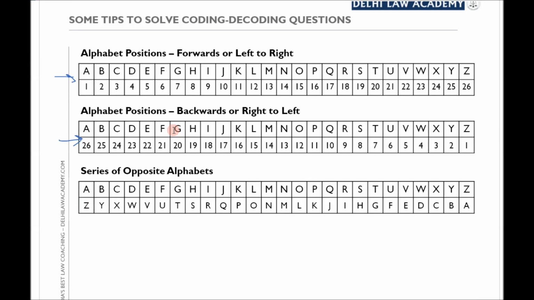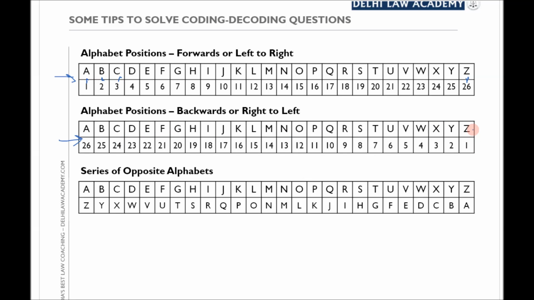So, some tips on how to solve coding decoding questions. First thing is alphabet positions, knowing them forwards and backwards. When I say forwards, what I mean is A corresponds to 1, B corresponds to 2, C to 3, so on all the way to Z to 26. And similarly, knowing it backwards. So A is 26, B is 25, C is 24, all the way to Z being 1.